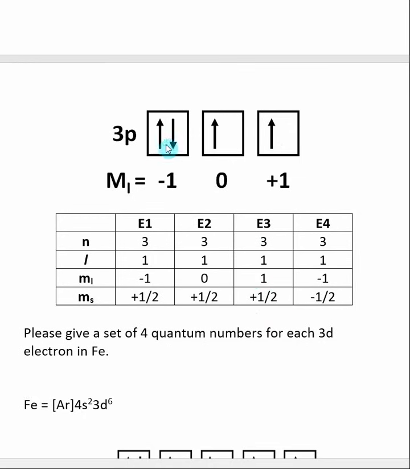So now that we have an electron in each one of our m_l's, then we can go back and take the 4th electron and put it into the first m_l, m_l minus 1.